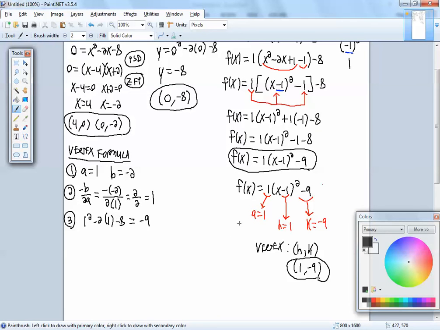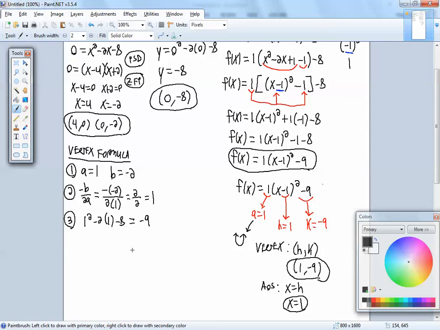Now A is positive, which means it opens up. That's going to tell us some different items. Our axis of symmetry is x equals h. So h we said was 1, so our axis of symmetry will be x equals 1. You could also get it from over here. So it doesn't matter how you find your vertex, it's always the x part of your vertex.